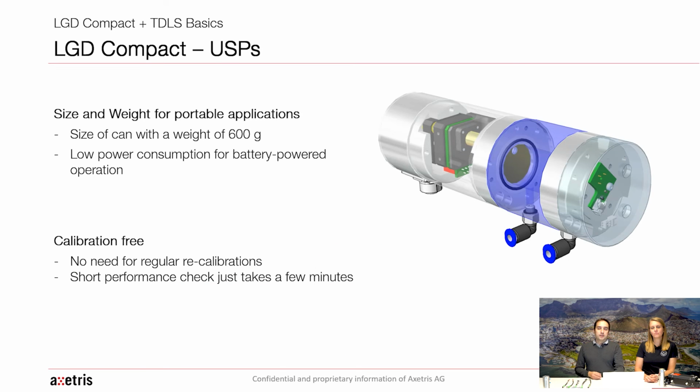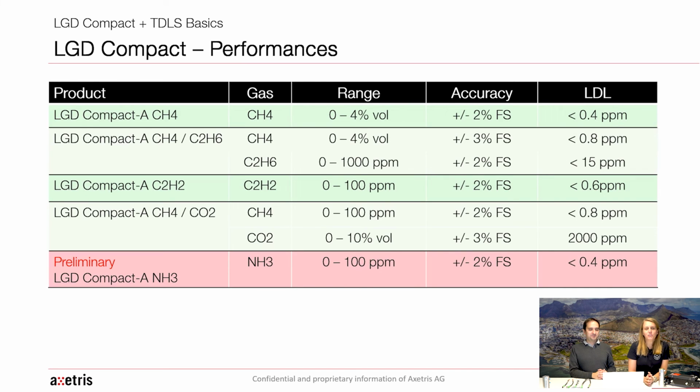Another USP is the size and weight for the portable application that we mentioned before: a very compact measurement, but with a higher absorption length. It is calibration free, so no need for regular recalibration. And if you need a performance check, just 1 or 2 minutes is enough to do a basic check on the performance of the device. I'm introducing now our product portfolio.